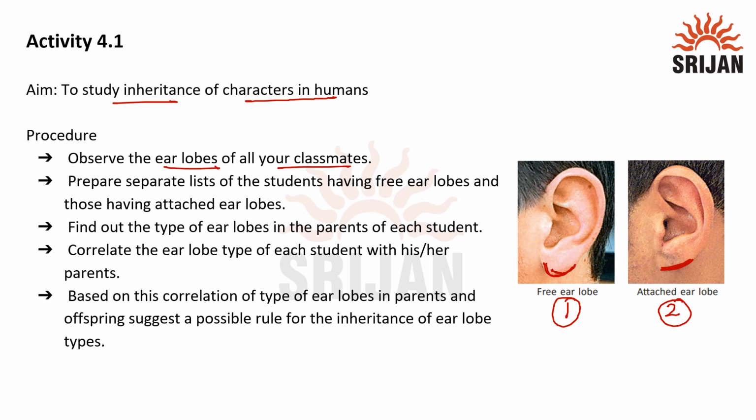Now in this activity, what we need to do is observe the earlobes of all the classmates, and then prepare a list of the students having free earlobes and those having attached earlobes. After finding this, we need to find out the type of earlobes in the parents of each student, and then we can correlate the earlobe type of each student with his or her parent. Based on this activity we can find a correlation of the type of earlobe in parents and their offspring, and then we can suggest a rule of inheritance in the case of earlobes.